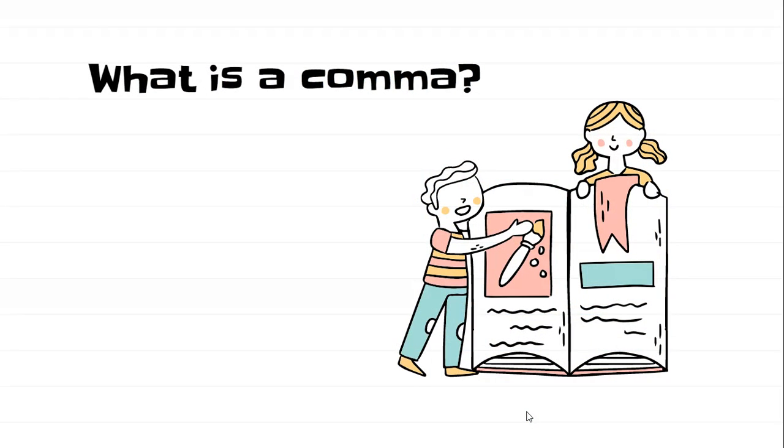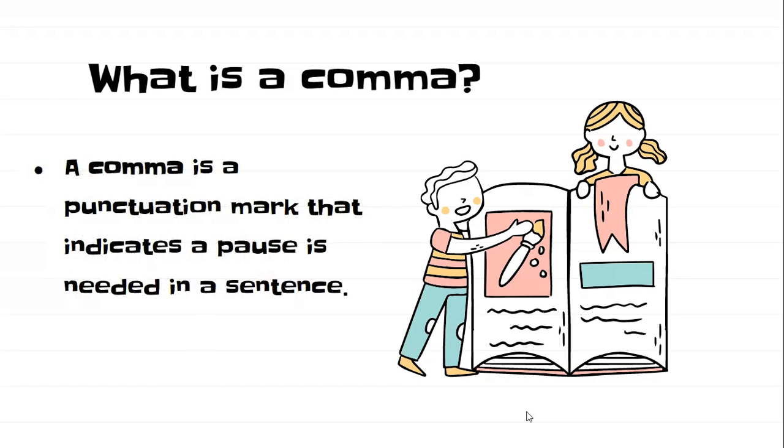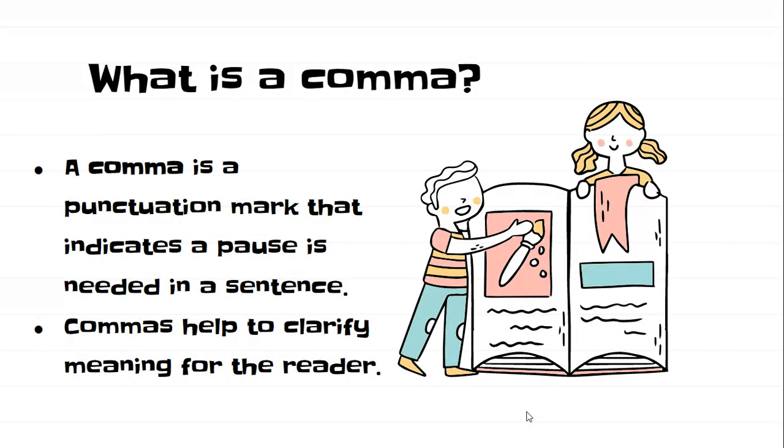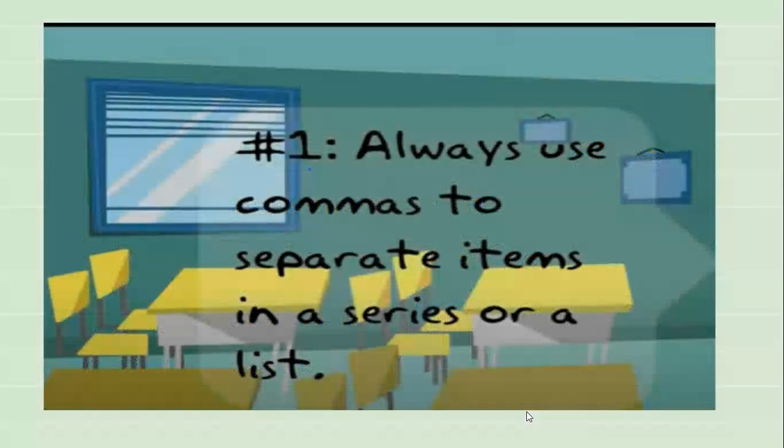So let's see what is a comma. A comma is the punctuation mark that indicates a pause is needed in a sentence. Commas help to clarify meaning for the reader. So let's see what is rule number 1 today. Always use commas to separate items in a series or a list.